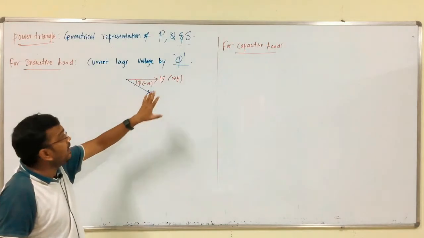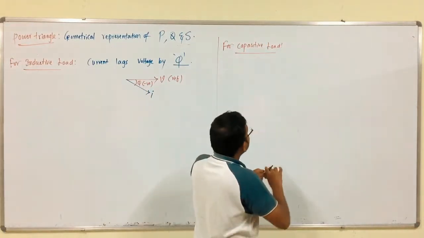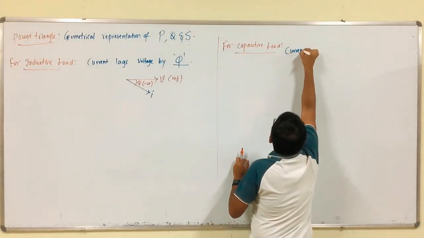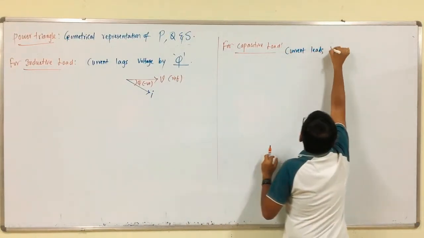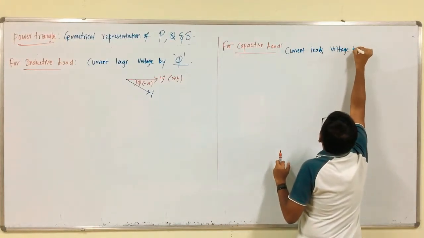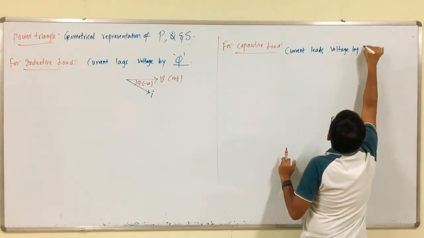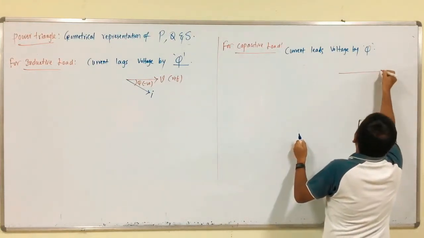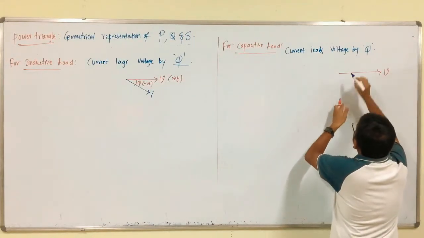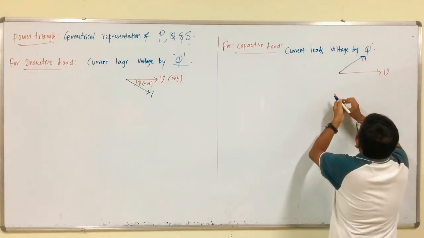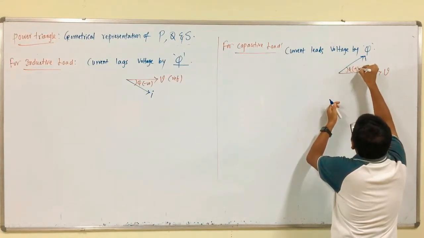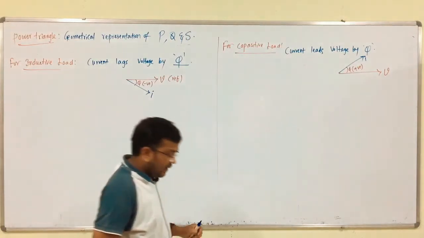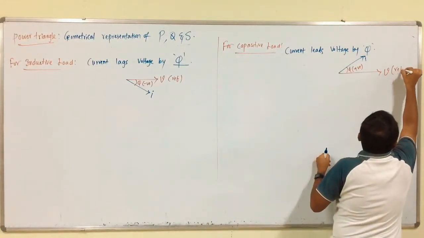Like this, in case of capacitive load, current leads voltage by some angle phi. That is, if this is the voltage, obviously the current should be like this. This is phi, which is positive. Current leads the applied voltage, and the voltage is nothing but the reference.